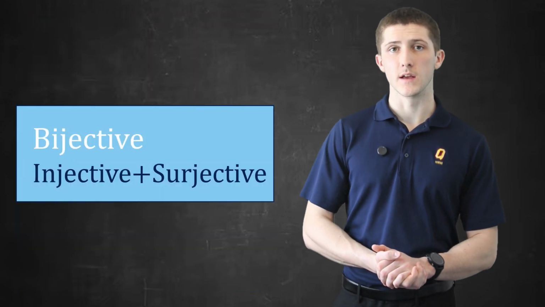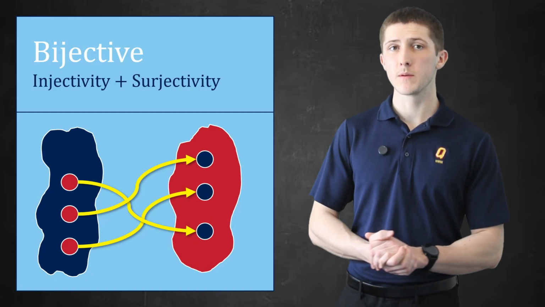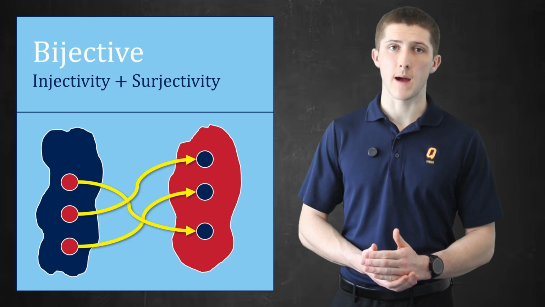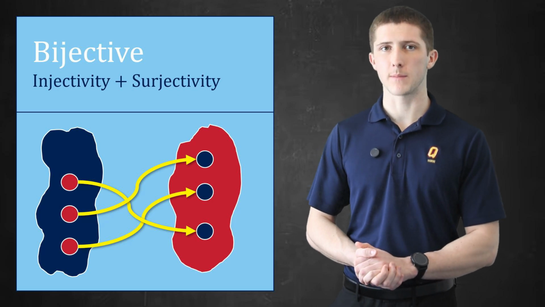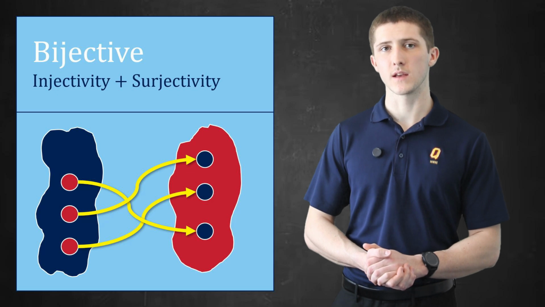A bijection is a mapping that is both injective and surjective. That means that every point must have exactly one output. Visually, in a bijective mapping, every element of the domain maps to one unique element in the codomain, and every element in the codomain is covered.